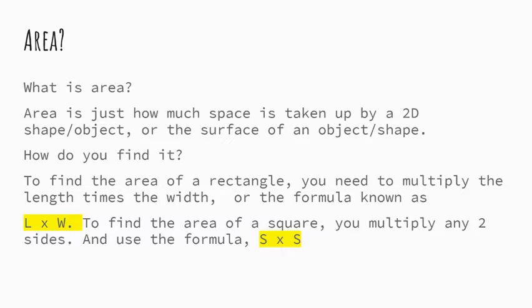To find the area of a rectangle, you need to multiply the length times the width, or the formula known as L times W. To find the area of a square, you multiply any two sides and use the formula S times S, or side times side.